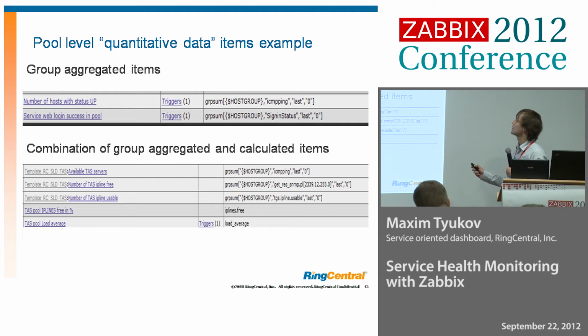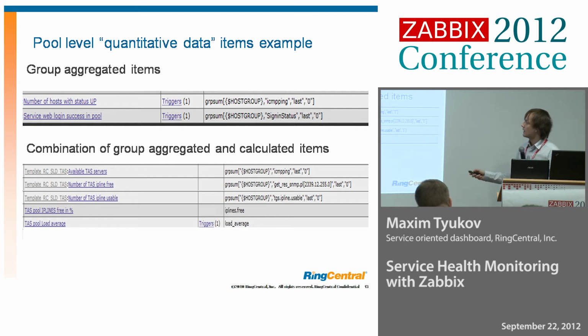First one is very simple. It just handles ICMP ping response 1 or 0. And the second one is based on a sign-in script. So when we have such items, we can understand how many hosts are alive. If all of them return 0, or return 1, that means all of them are alive.